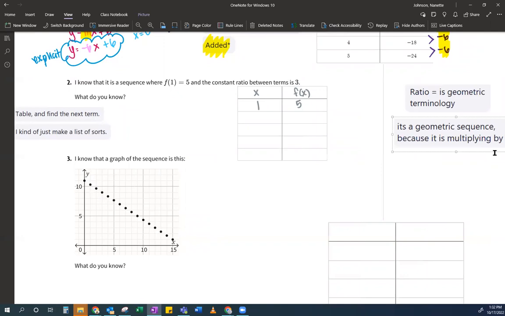So then, keeping my participation, how do I find my next term? Just multiply by 3? Oh, okay. So go like this, times 3. So that's 15. I'm just going to go like this the whole time.